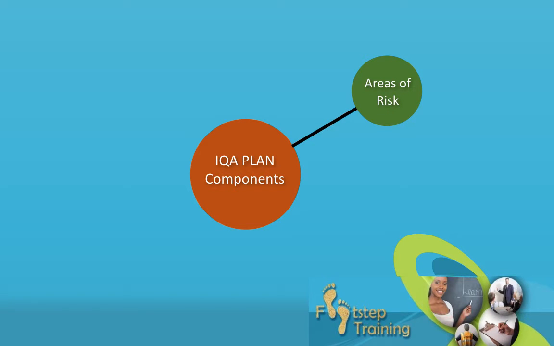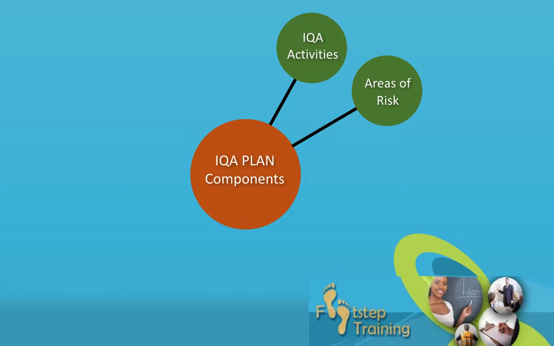So the first key part is understanding the different areas of risk. The areas of risk include the different assessors, qualifications, learners, venues that are being used for assessment and so on. The plan needs to identify those areas of risk. Once that has happened, we then need to match those areas of risk identified with the activities that need to be done by the IQA.